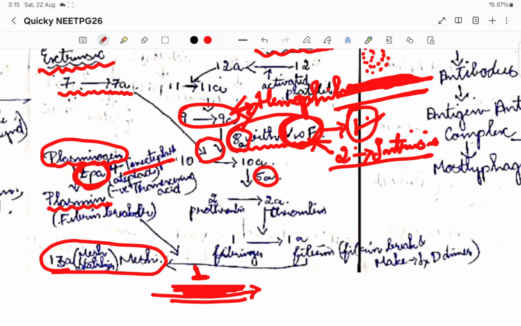Suppose I want to inactivate this thing. What I require is tranexamic acid. Where do we use tranexamic acid? Where there is increased bleeding, so I want to stop that bleeding.